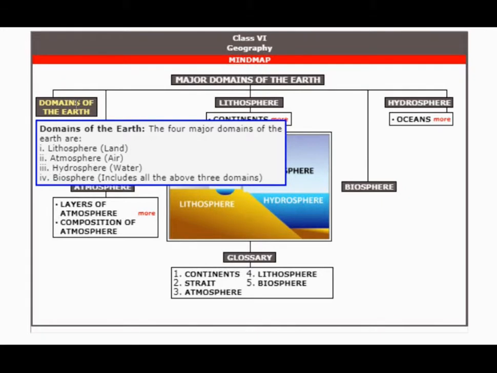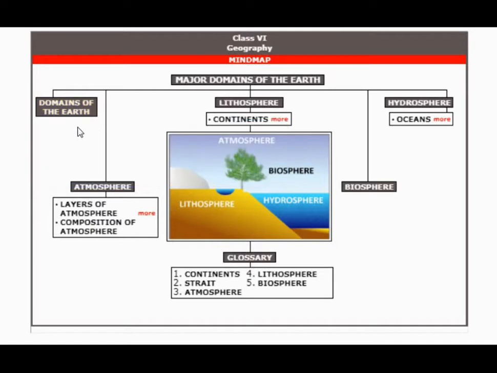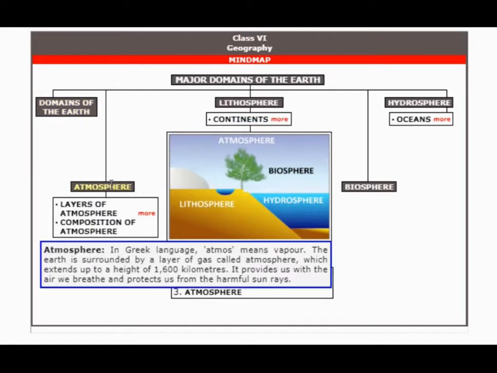So what is atmosphere? In Greek language, atmos means vapor. The earth is surrounded by a layer of gas called atmosphere, which extends up to a height of 1600 kilometers. It provides us with the air we breathe and protects us from the harmful rays of the sun, isn't it? Yes. Under atmosphere, you learnt about layers of atmosphere.